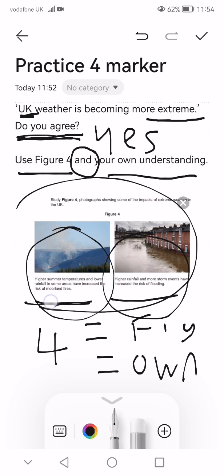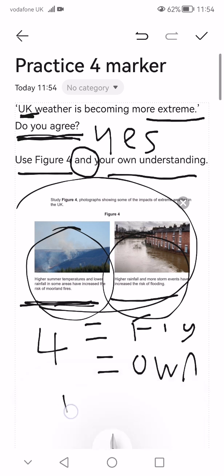For example, let's go on the left one over here. Higher summer temperatures and lower rainfall in some areas have increased the risk of moorland fires. That's very simple. That's your first sentence. Your first sentence should be, in figure 4, it shows higher summer temperatures and lower rainfall in some areas have increased the risk of moorland fires. Your second sentence is why is that extreme? This is extreme weather because, then you say why it's extreme. How is this evidence of it becoming more extreme? This shows the weather is getting drier. This shows the weather is maybe hot enough for moorland fires. Therefore, it's extreme weather.